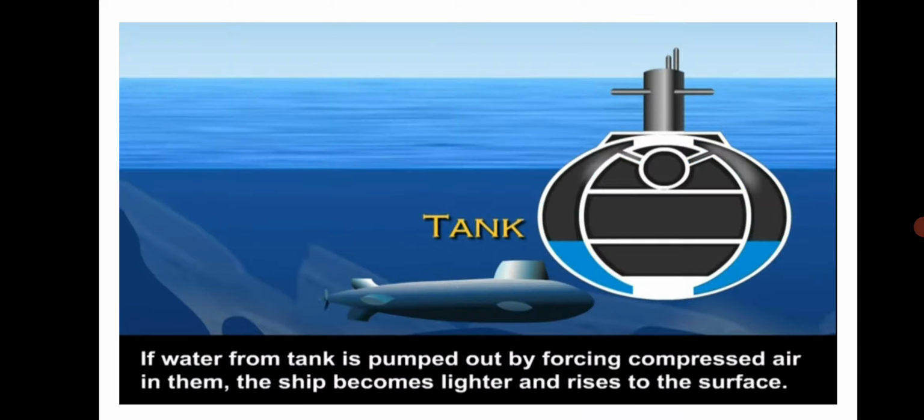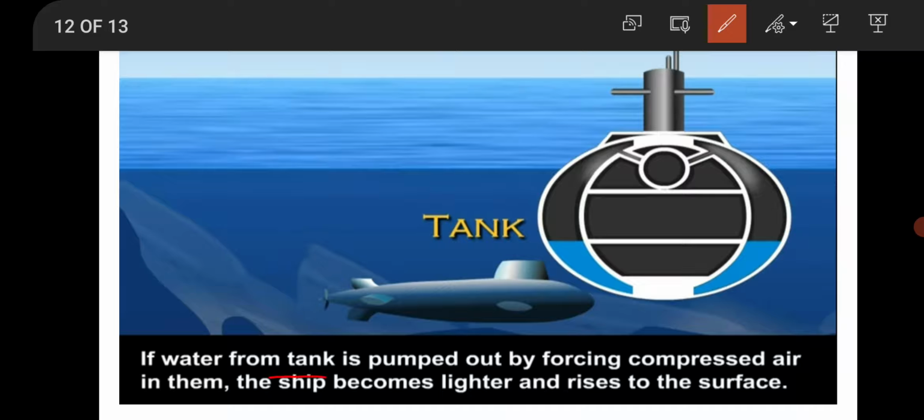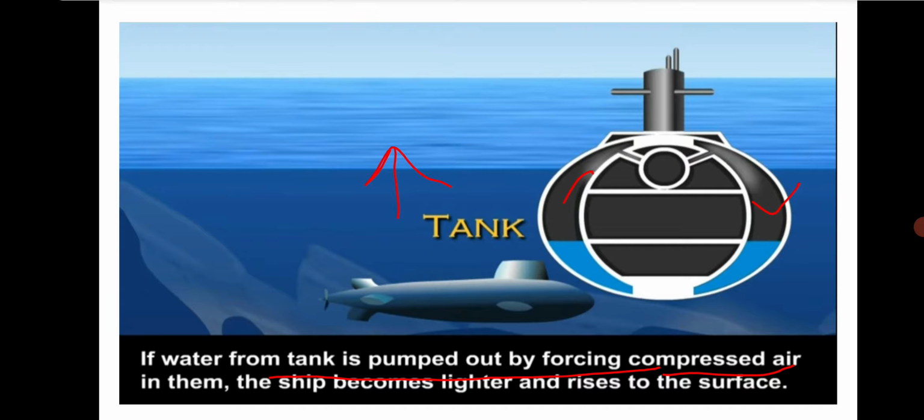But if this water is replaced by air, if the water from the tank is pumped out by forcing compressed air, means water की जगह अगर air fill करते हैं, then ship will become lighter and it will rise up and it will float on the surface. So according to the requirement, the submarines can float over the surface of water or they can go down into the water.